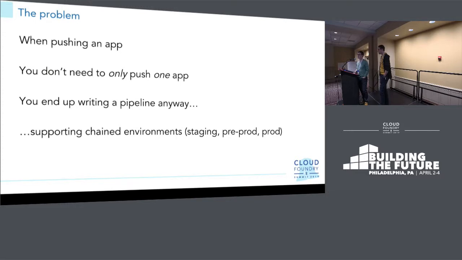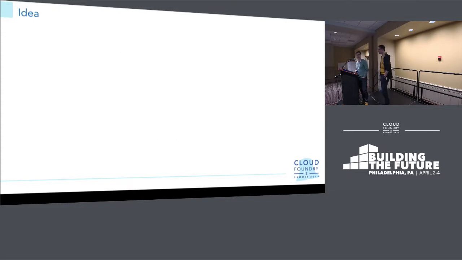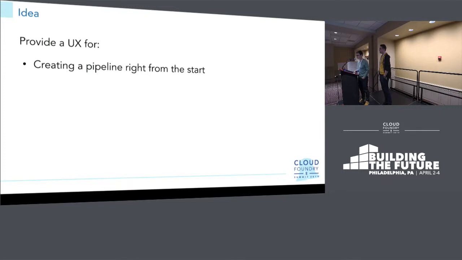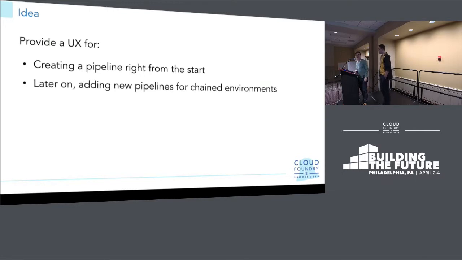That's where the user experience is missing something. Our idea is to provide that user experience as a developer for creating a pipeline right from the start. We start pushing an app, and then we augment that with a pipeline. Later on, we can add several chain environments. We start with a single one, and we can add some more for promoting to staging, from staging to prod.